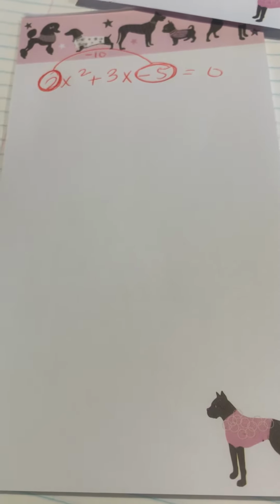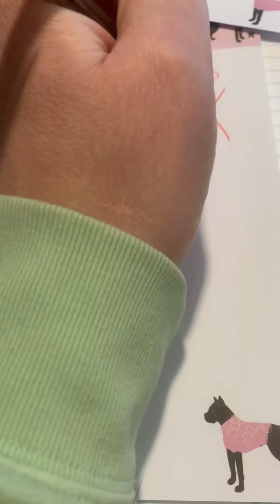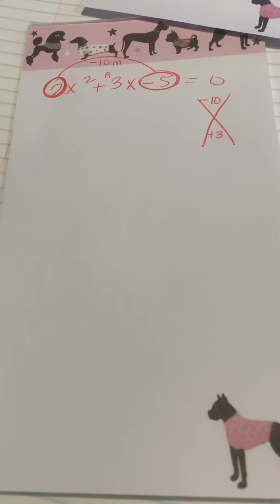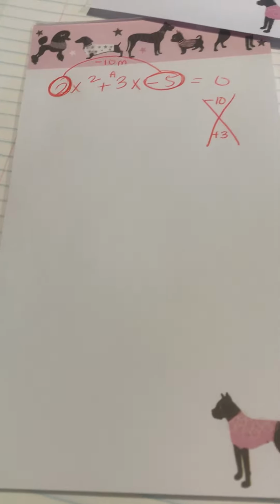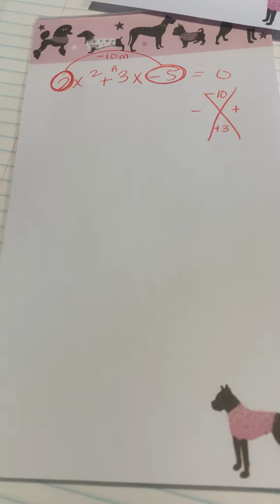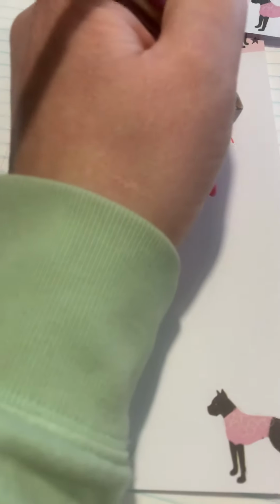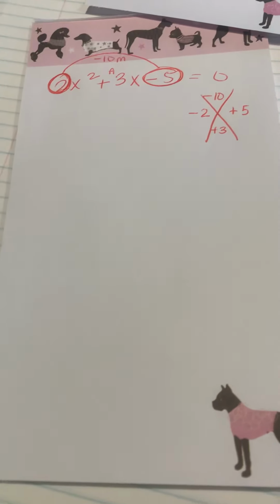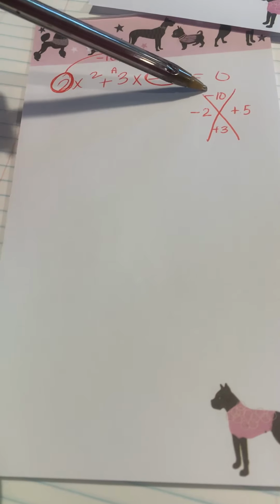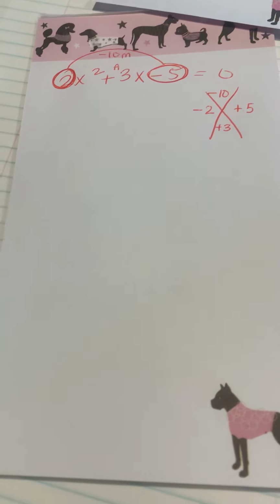When I multiply 2 times -5, I get -10. So my diamond would be -10 and +3. I want to find two numbers that add to 3 and multiply to -10. If I'm multiplying to a -10, I need a positive times a negative. But if I have to add to a +3, I need my 5 to be positive and my 2 to be negative. So let's double check that. +5 times -2 is -10, that works. And +5 plus -2 is +3, that works as well.